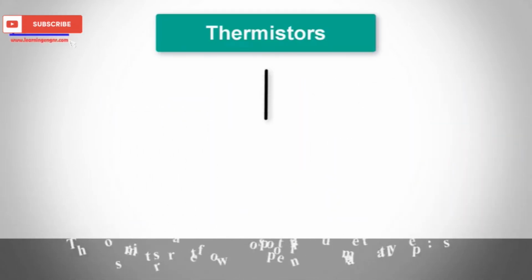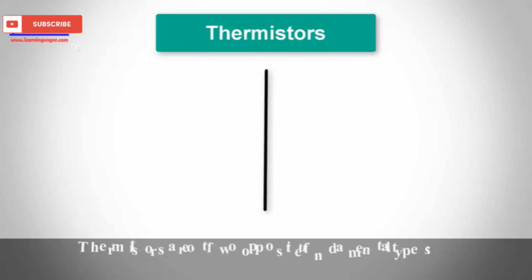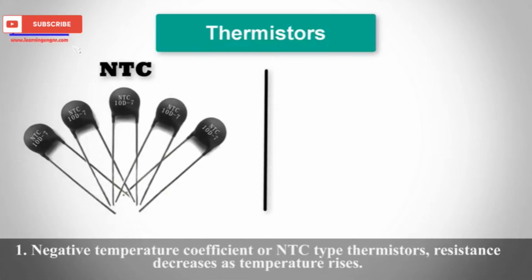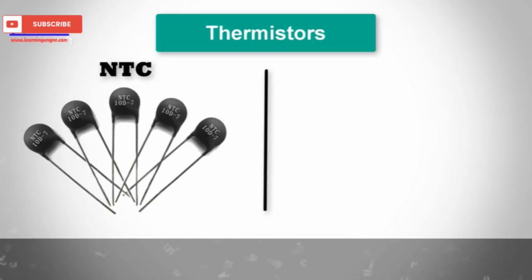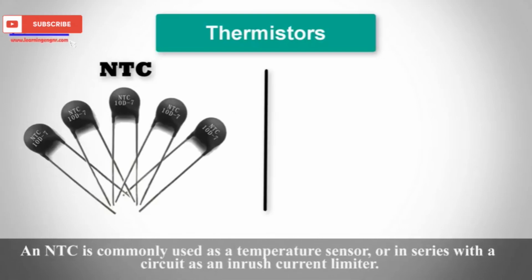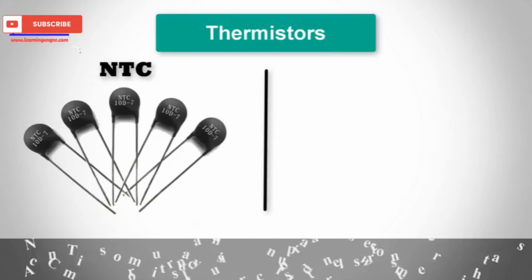resistors. Thermistors are of two opposite fundamental types. 1. Negative temperature coefficient or NTC type thermistors. Resistance decreases as temperature rises. An NTC is commonly used as a temperature sensor, or in series with a circuit as an inrush current limiter.